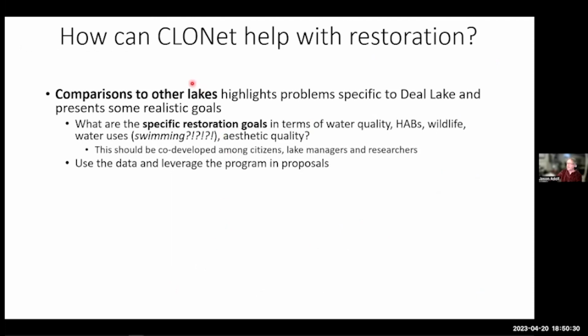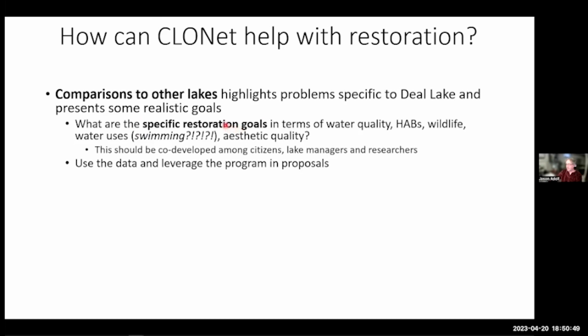So how does this data help with restoration? I think that the comparison between Deal Lake and other lakes, and between lakes in general, is important to understand what's going on. We've done more work looking at watershed differences and dug into the data a lot more than I'm able to show here.